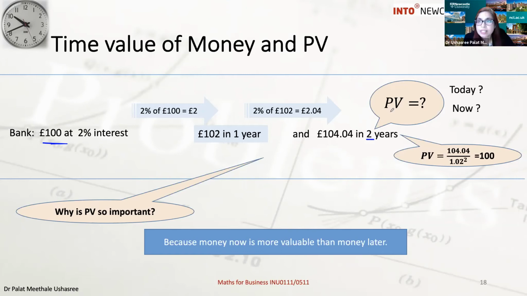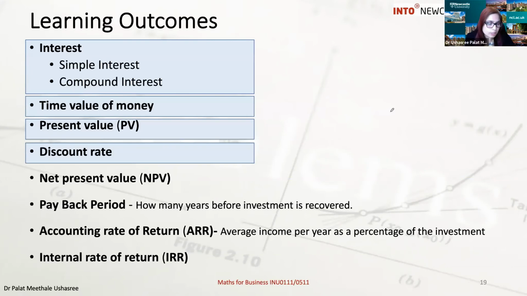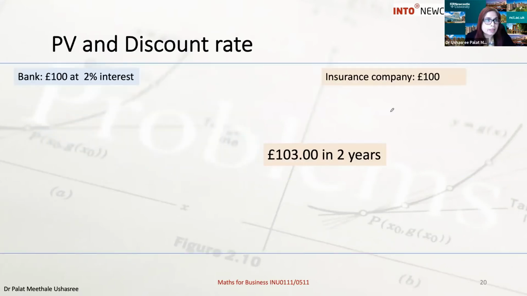So now let's see what is the discount rate. Okay, what is discount rate? We'll stick to the same example. Going back to the same example where the insurance company has promised to give us 103 pounds in 2 years, okay? How do we decide which is a better option? Is the bank giving us a better option or the insurance company? We know now that the bank is giving 2% interest and the insurance company will pay 103 pounds after 2 years. Okay, how am I going to decide this?